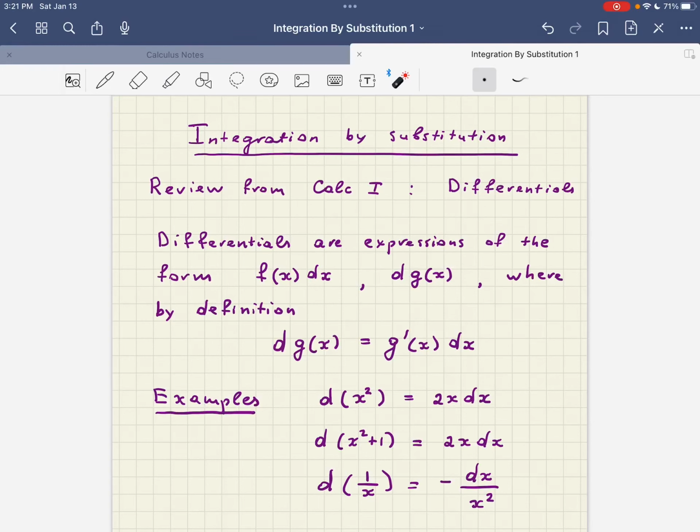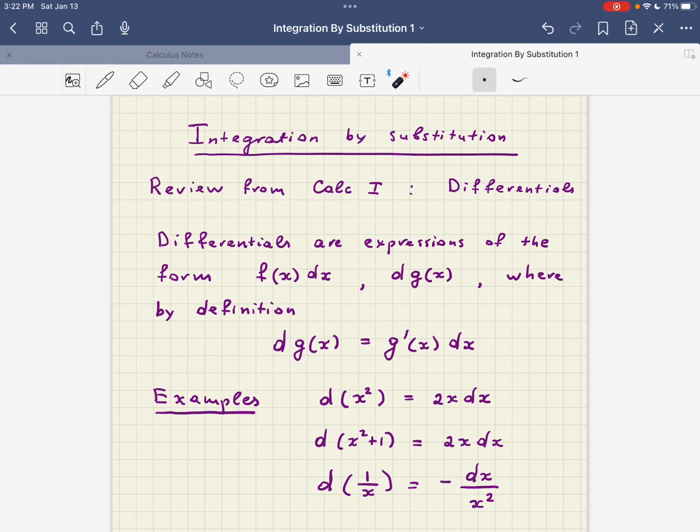Take a look at an example of integration by substitution. We begin with a quick review of differentials from Calculus 1. Differentials are expressions of the form f of x times dx, or d of g of x, the differential of some function g of x, where x is the variable, and of course instead of the letter x we can use some other letter, y, z, or something else.